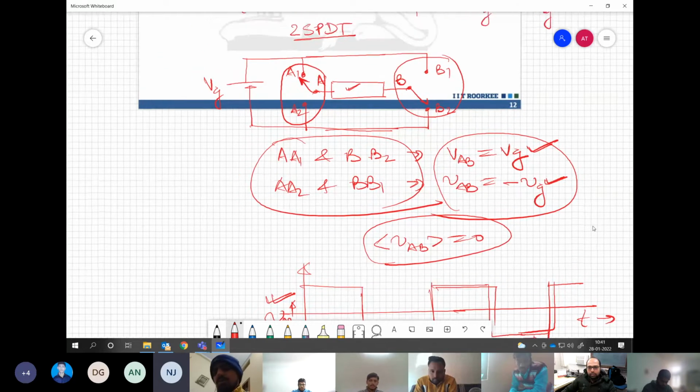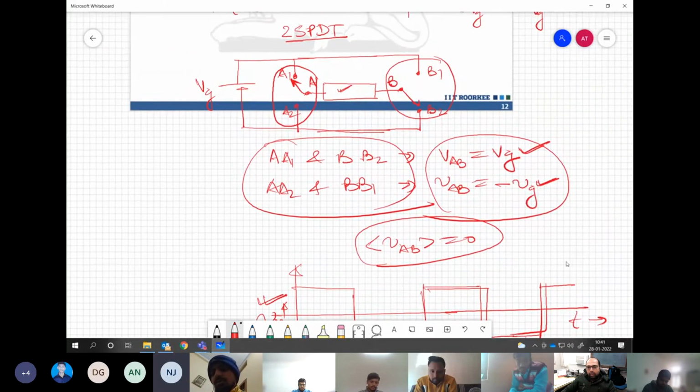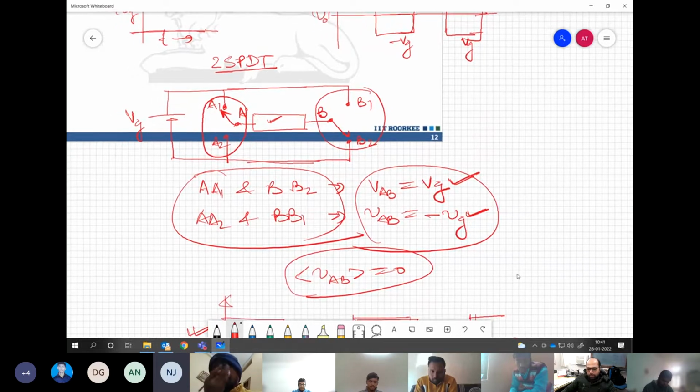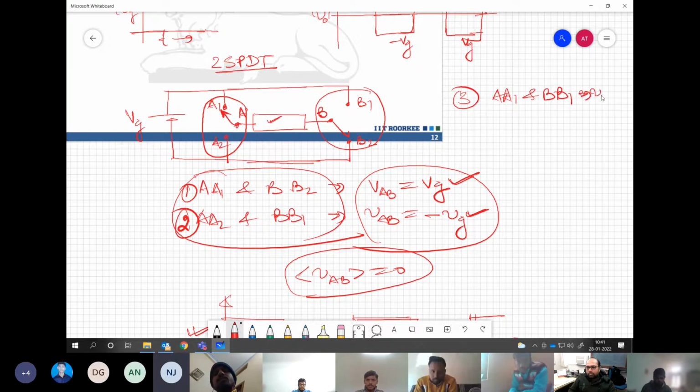Now, here we have actually four options. No, two options we have discussed. But because each pole is having two options, we may have two more arrangements. Let us say when A is connected to A1 and B is connected to B1, what will be the output voltage? 0, because both are shorted to the positive of the input voltage. And when you have A2 and B2, what would you generate?